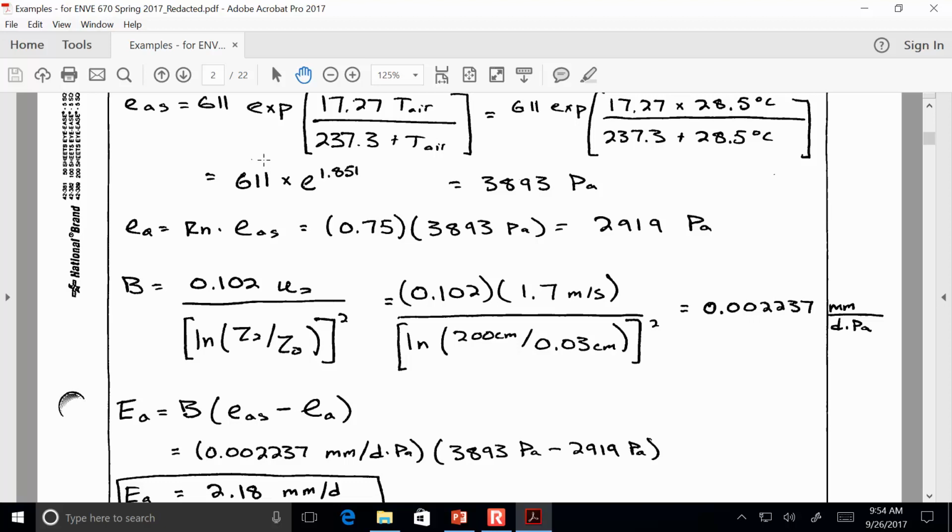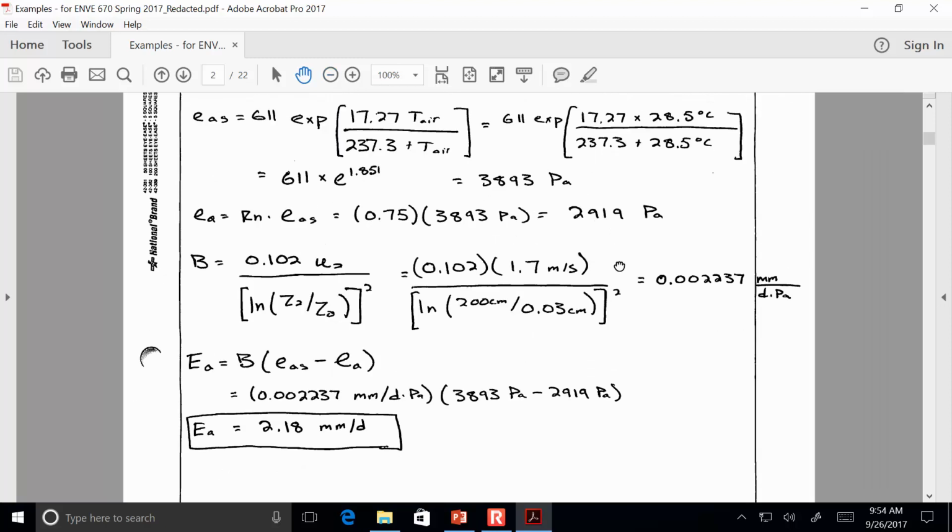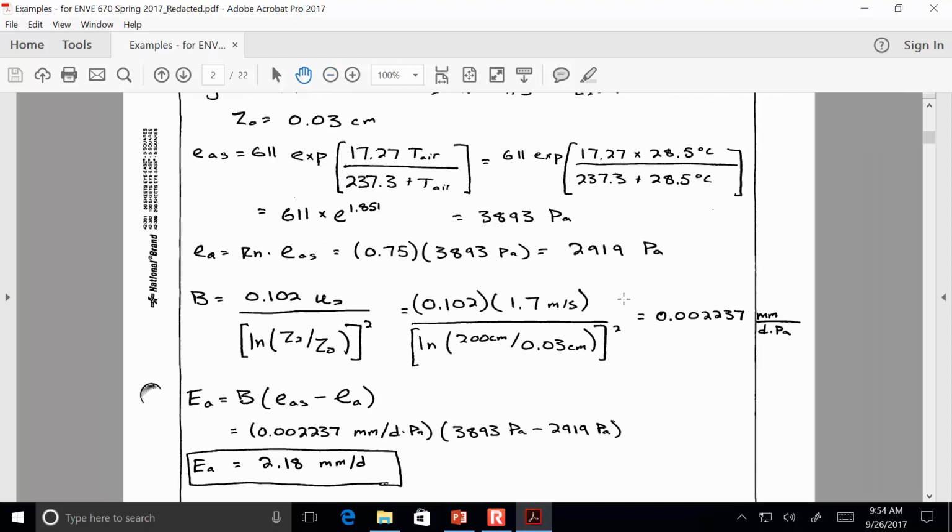So it turns out that if we account for just the aerodynamic component of things, we'd predict 2.18 millimeters per day, compared to 6.54 if we were just looking at things from the energy side of things. Okay, so any questions about this example before we look at how to reconcile the two?